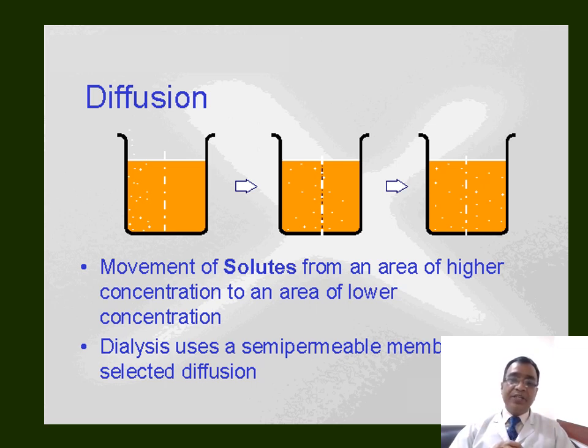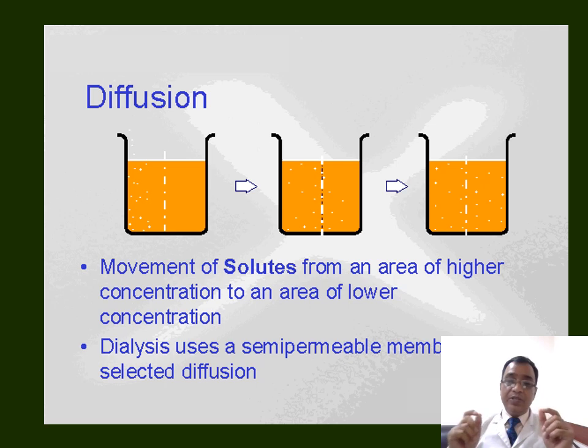The next physical property we need to know is diffusion. Diffusion is actually the movement of solute. It's not a solvent, it's a solute, from an area of higher concentration to an area of lower concentration across the semi-permeable membrane. So it is not a pressure, it is a concentration gradient. So you can see there are many white dots here, and here are no white dots. Over a period of time, the distribution happens. Now both compartments have an equal number of white dots.